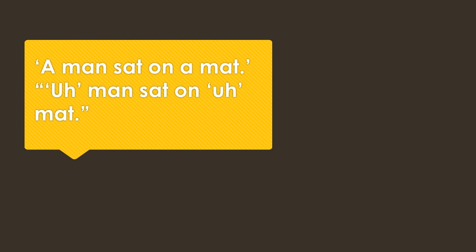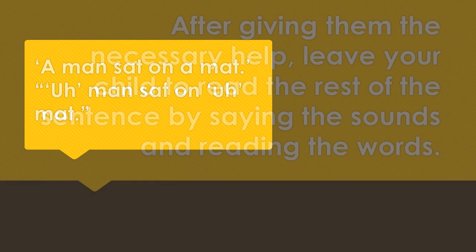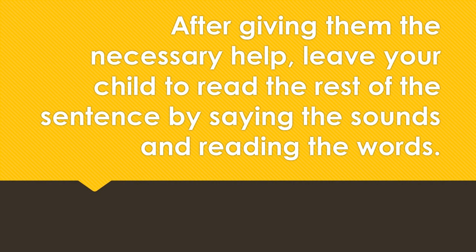You may say it slightly differently depending on your accent of English. For example, some people say, "A man sat on a mat." And again, in some accents of English, some will say, "A man sat on a mat." Whichever it is, your child will soon get the hang of what to say. After giving them the necessary help, you can then leave the child to read the rest of the sentence by saying the sounds and reading the words.